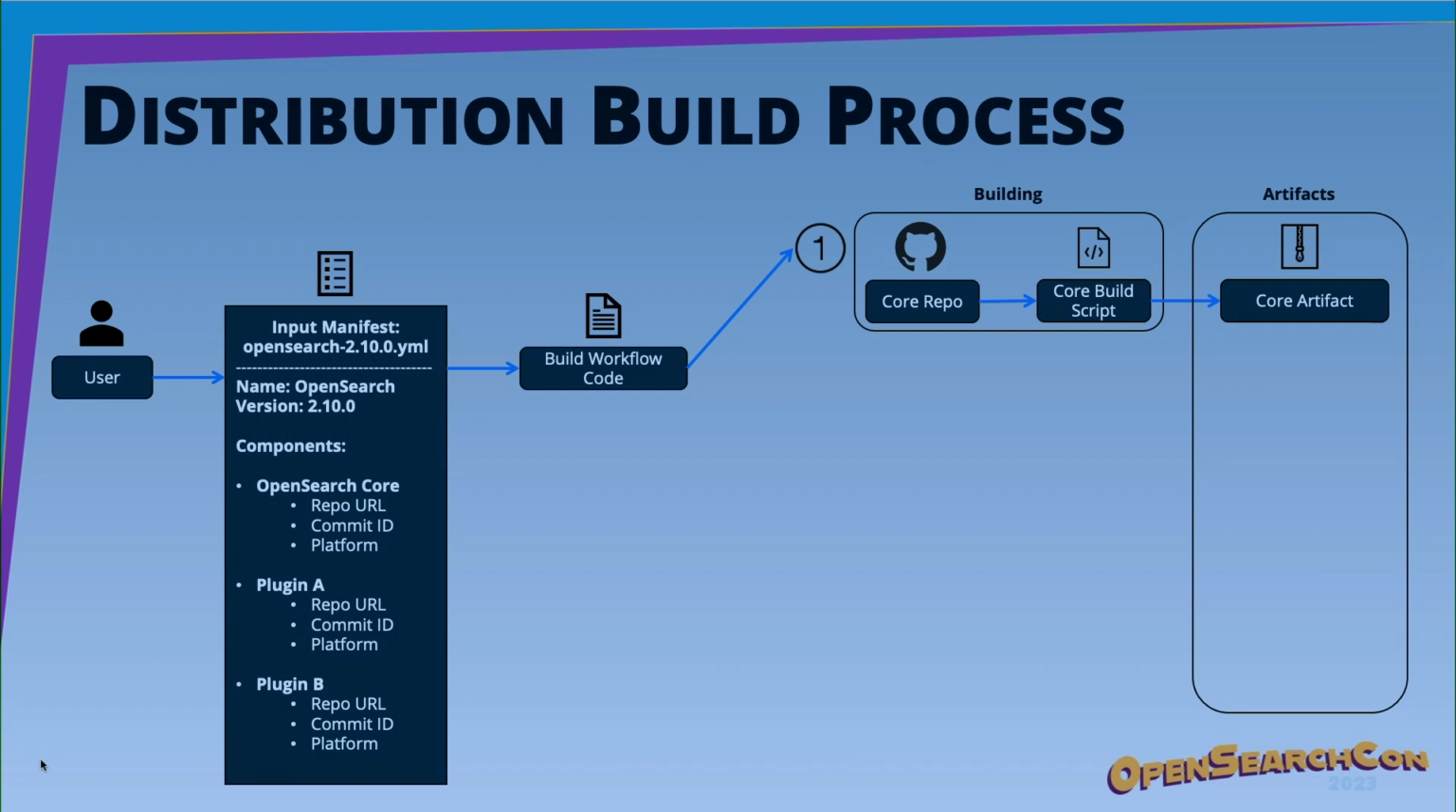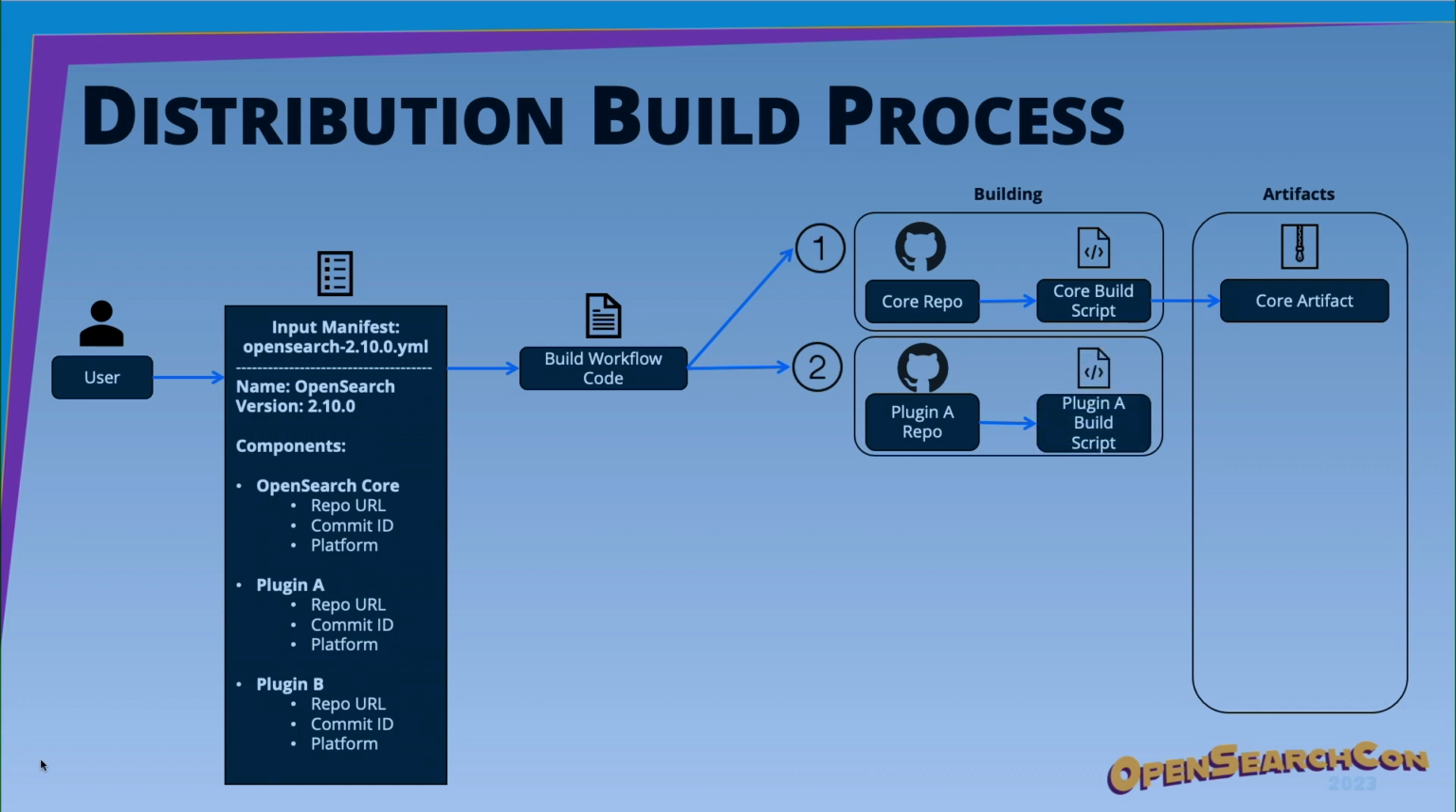Now, if you don't need any plugins, you just need the OpenSearch core. That's it. And this is exactly the artifact you're going to get from the OpenSearch org download page. But let's say you want to use more plugins, and that's where the second step comes up. You pull the plugin A repositories, you run its corresponding build script, and then you get a plugin A artifact.